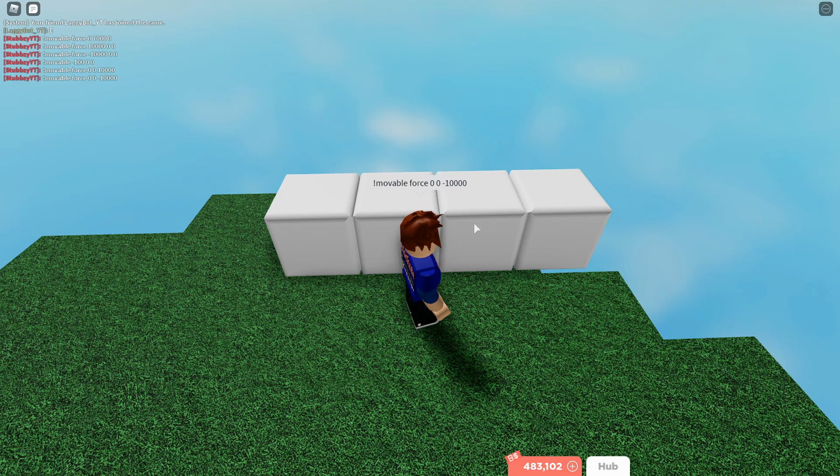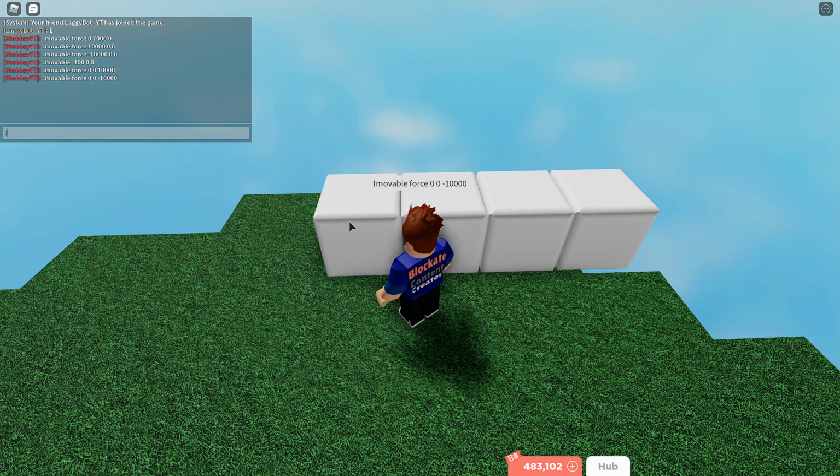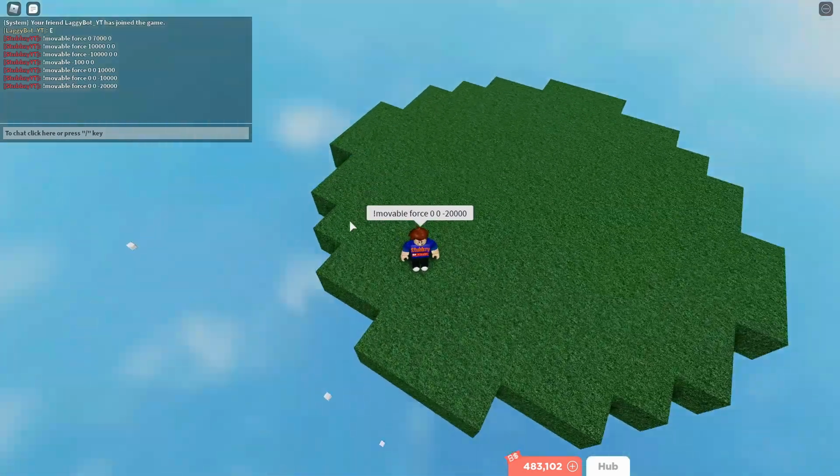All of these cubes together, the force is not strong enough to push them. But if I just give it a stronger force, 20,000, the force would be stronger and it could push them all off like that.